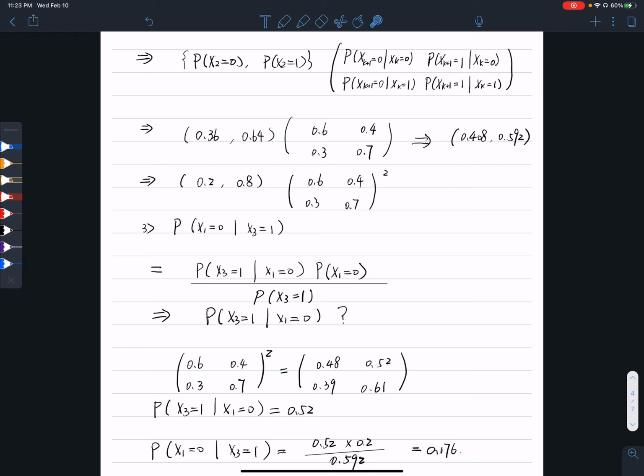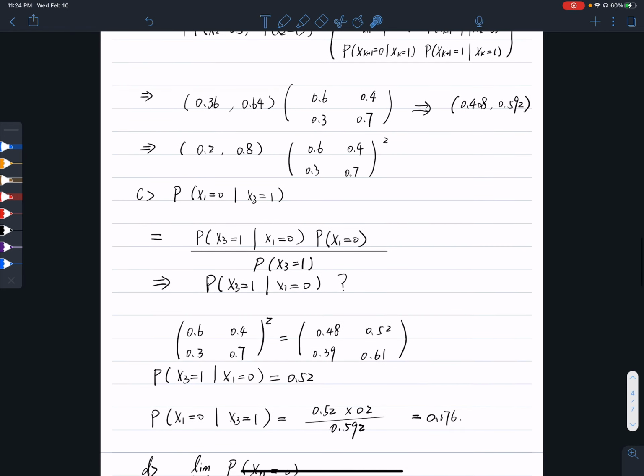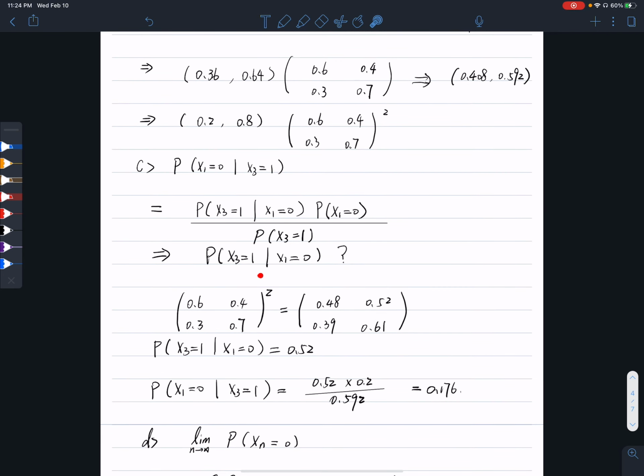So for question C, question 3, our question is: given the condition x3 equal to 1, what's the probability of x1 equal to 0? So basically, the conditional probability equals the probability given the condition x1 equal to 0 and x3 equal to 1, times the probability x1 equal to 0, divided by the probability x3 equal to 1. So the question here is what's the value of the probability x3 equal to 1 given x1 equal to 0.